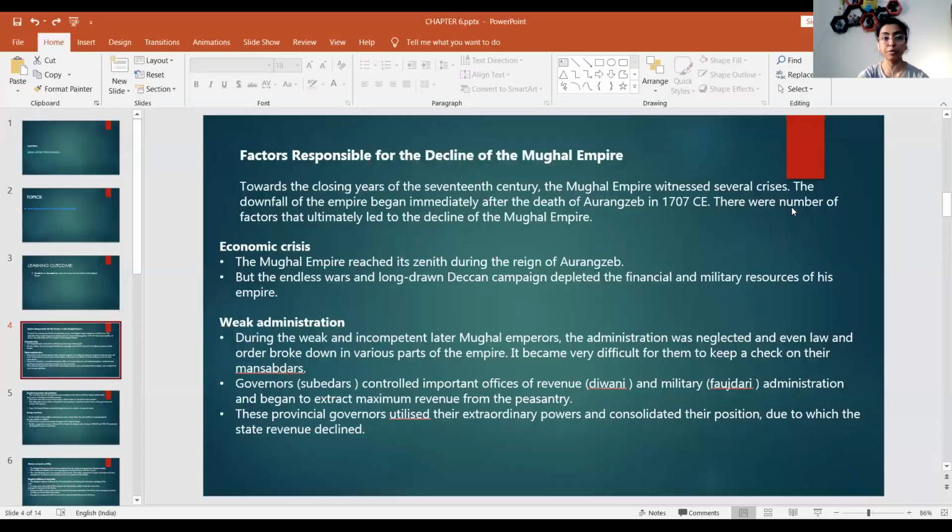All right, students, I hope you have at least got an idea now. If anybody asks you what the reasons were that led to the decline of the Mughal Empire, you will definitely be able to explain it.